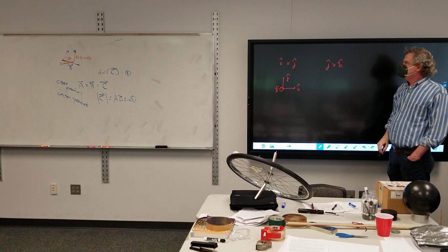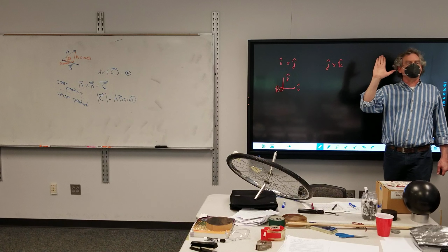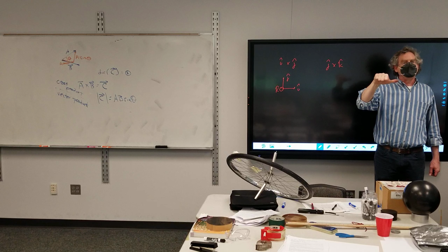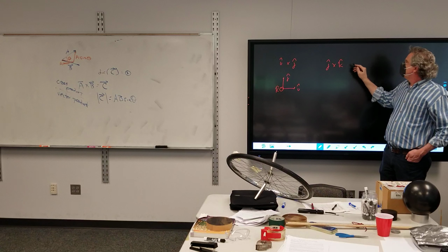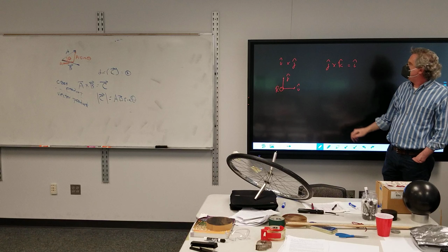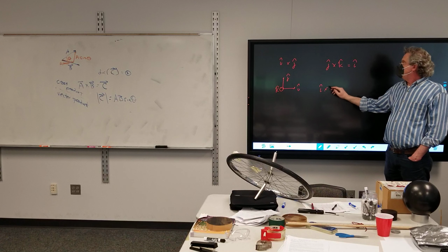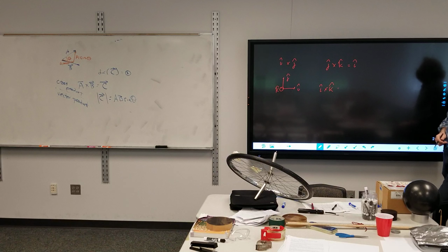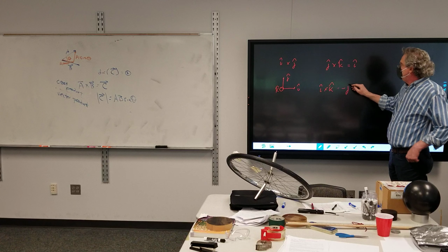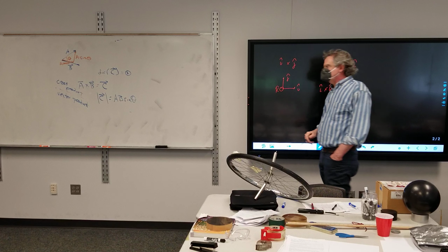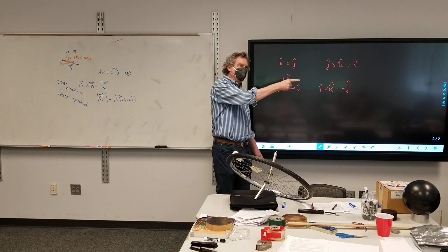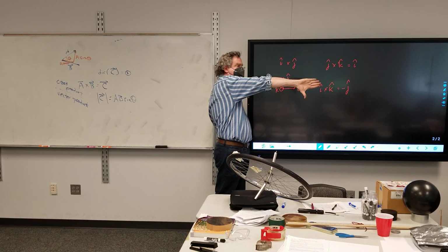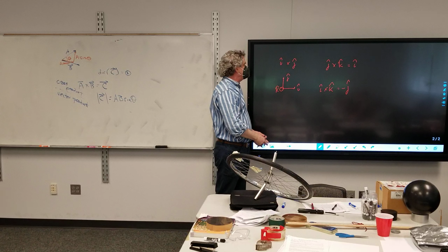J cross K. I'll put my hands in the direction of the first vector so that my fingers bend towards the second vector, which is pointing outwards. That's I hat. I cross K. Is it J hat? It is not. Is it negative J hat? Yes, it is. I, K is that way, I is that way, so I cross K points downwards. Negative J hat.